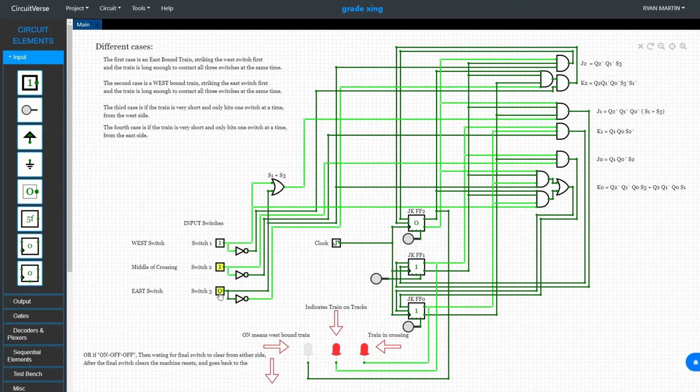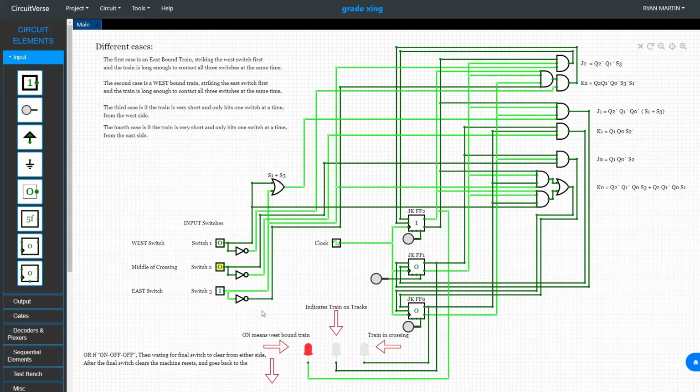So if the train strikes the next switch, it stays the same. But now the rear car clears the first switch that it struck. And then the rear car clears the middle of the crossing. This should make our output go to 0, except for this output here. As you can see, now we're just waiting for the train to clear the final switch, the east side. And now we're reset and ready to go from either direction again.